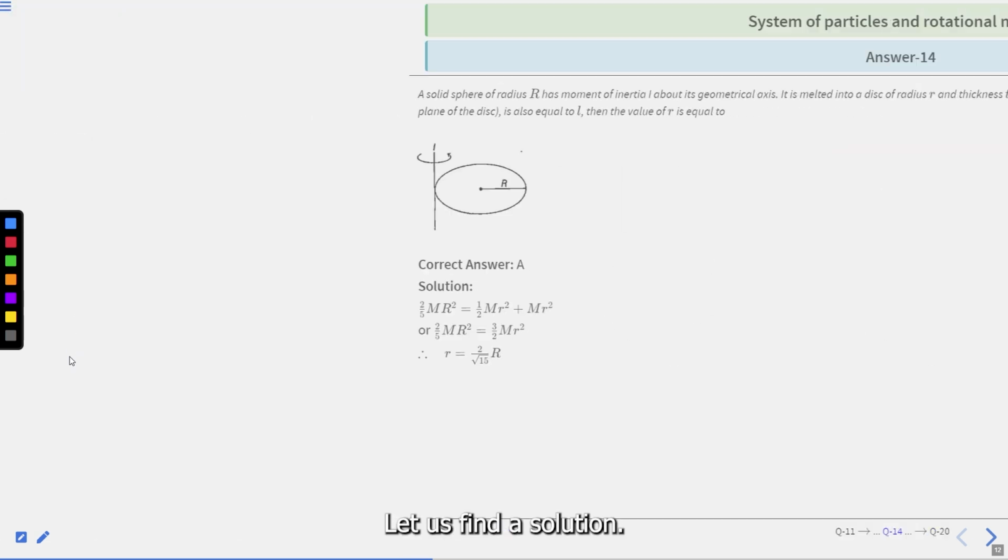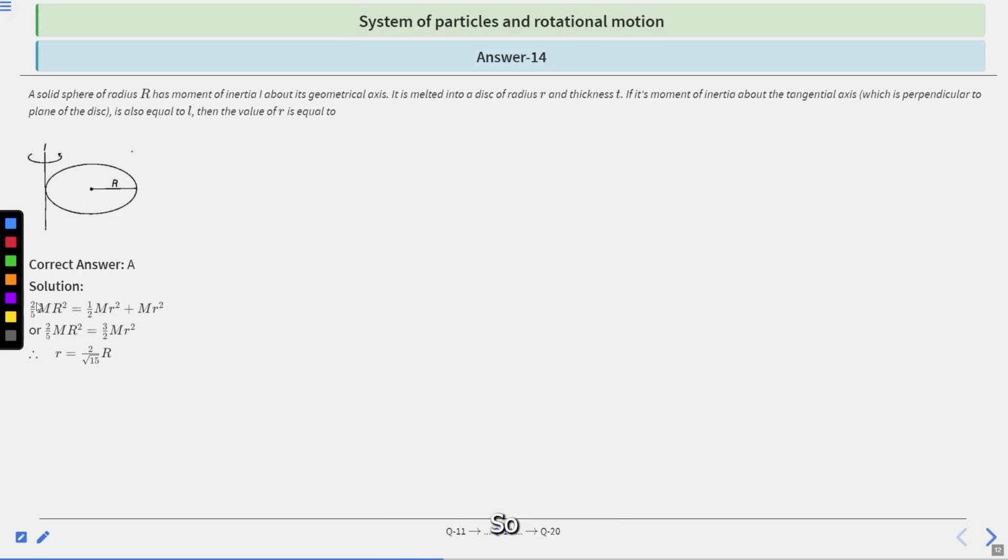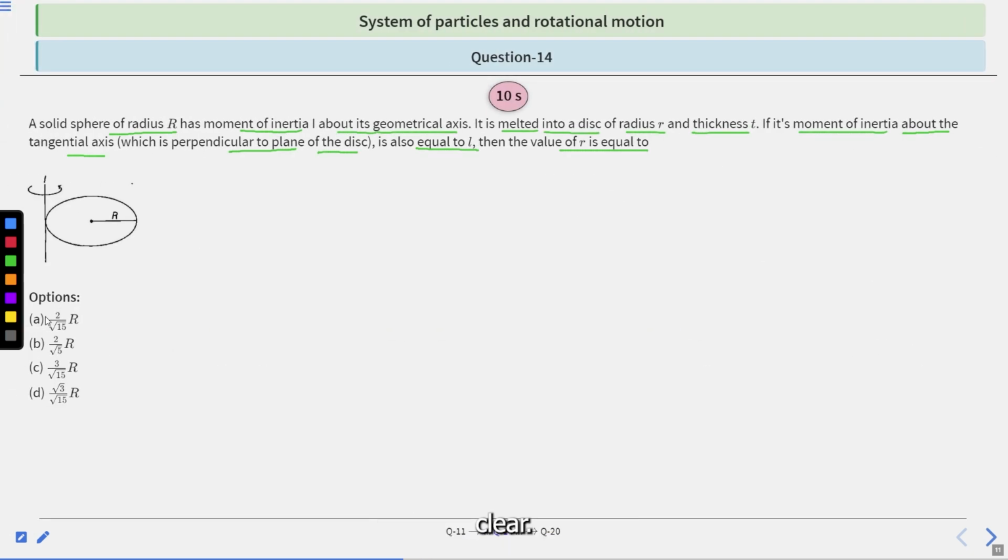Let's find a solution. So 2 by 5 mr square is equal to half mr square plus mr square. Clear? Solving this, you will get 2 by 5 mr square is equal to 3 by 2 mr square. So r equals 2 by under root 15 multiplied by r. Clear? So this is the correct answer. So the correct answer is A. A is the correct answer. Clear?